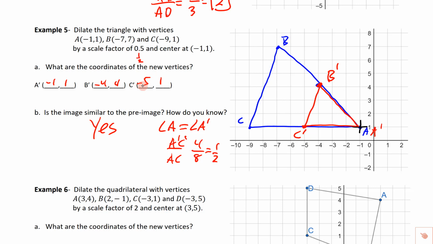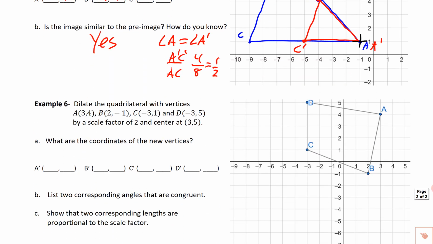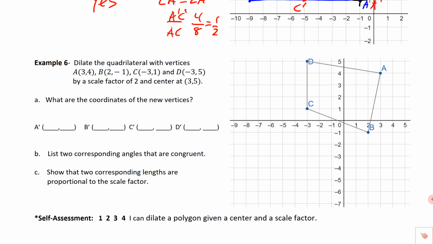Okay, so there's what we've got on that one, and let's come down and take a look at, I think this is the last one on the notes. It is, so we're in good shape there. It says dilate the quadrilateral with vertices, these guys right here, already graphed, we'll assume all that's correct, and we want to do that by a scale factor of 2, and we want it centered at 3, 5. Now, at first glance, we might think, oh yeah, I've got a 3, 5, I'm all set to go. But it's not -3, 5, it's 3, 5.